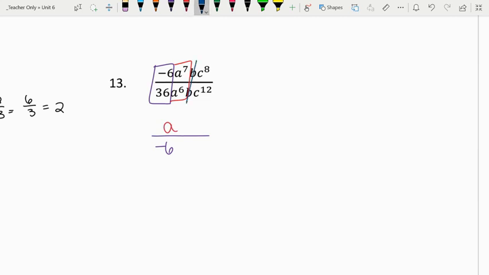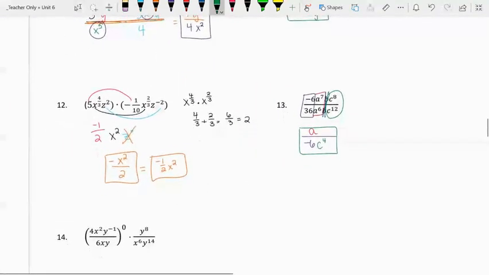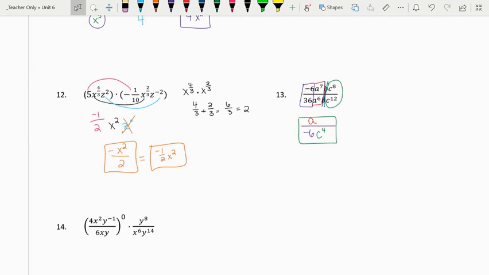B over b, cancel. You're left with b to the 0, which we don't want to write. And then we have c to the 8th over c to the 12th. Again, we want to subtract them, and we get 12 minus 8, which is 4. But this time, the 4 is in the denominator because that's where the larger one is at. We have one last one.